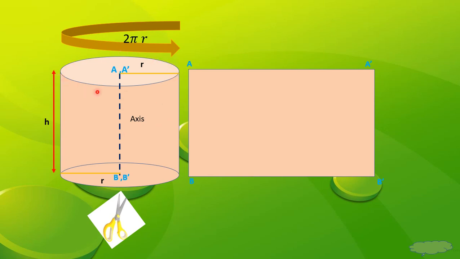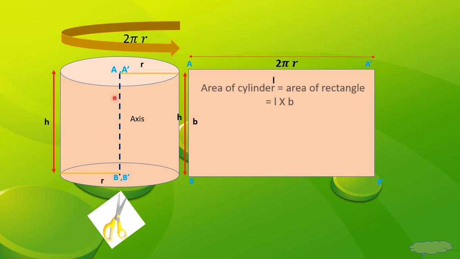Here the circumference, that means the circular path of the upper circular end of the cylinder, now becomes the length of the rectangle, and the height of the cylinder becomes the breadth. So the area of this cylinder, we can say, is the area of the rectangle, that is L into B, where length is 2 pi r and breadth is h, so it is 2 pi r h. This is known as the lateral surface area, 2 pi r h.